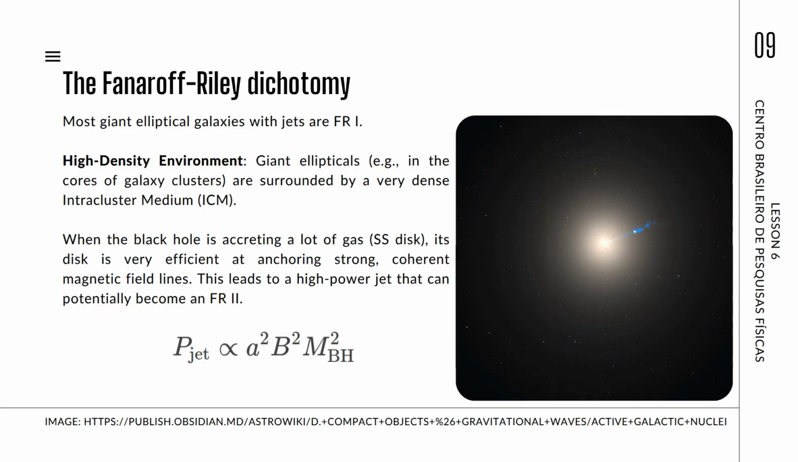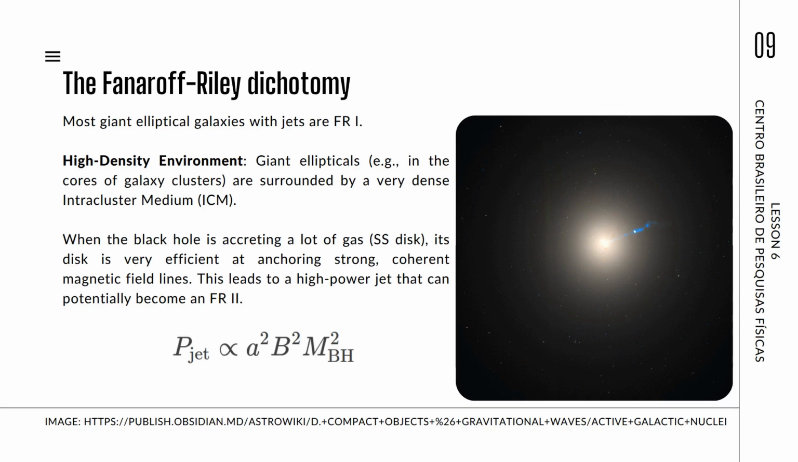Okay, so most giant elliptical galaxies with jets are Fanaroff-Riley 1. Do you remember which galaxy is this one? This is a very famous one. No, this is a very famous one. M87. Yes, Anna is amazing. Messier 87.